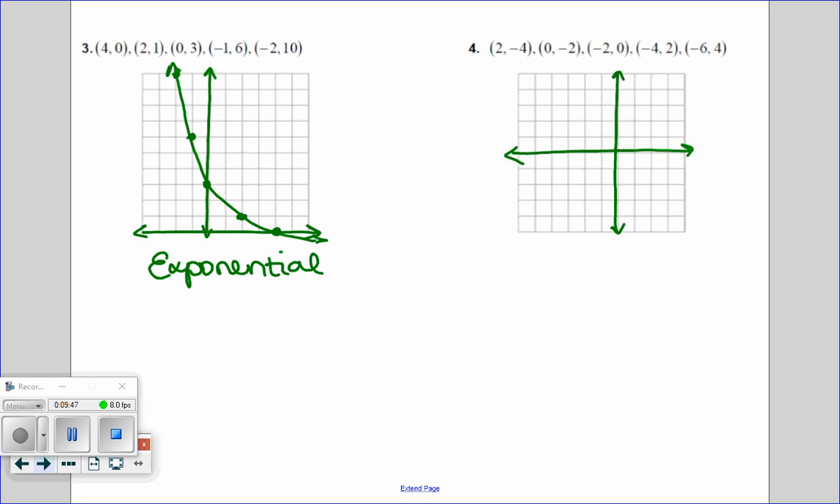But perhaps our exponential curve has been shifted down or translated down that many units, and so now our asymptote is at a different number. And it's okay if it intersects the x-axis, right? So that's a possibility. What did y'all get for number 4?